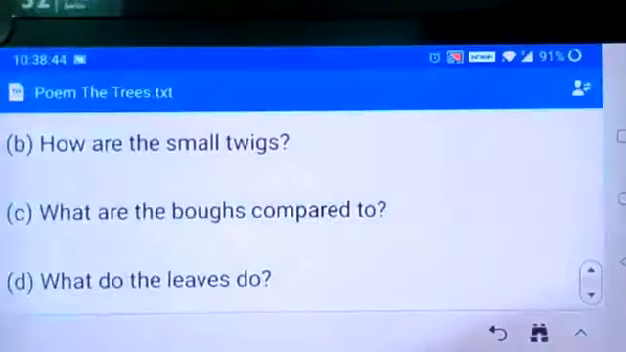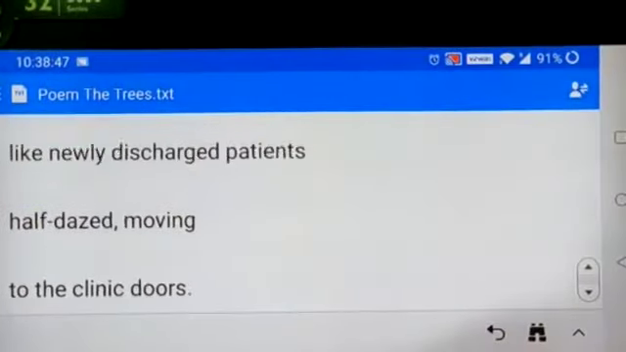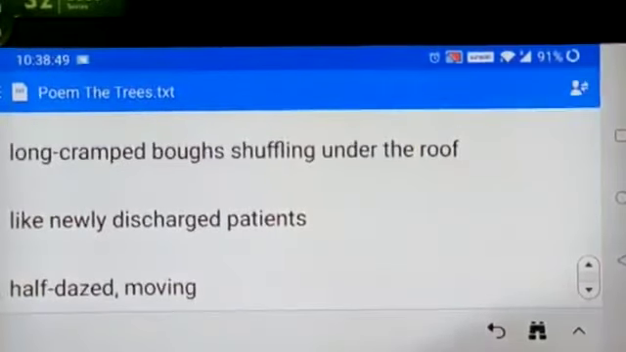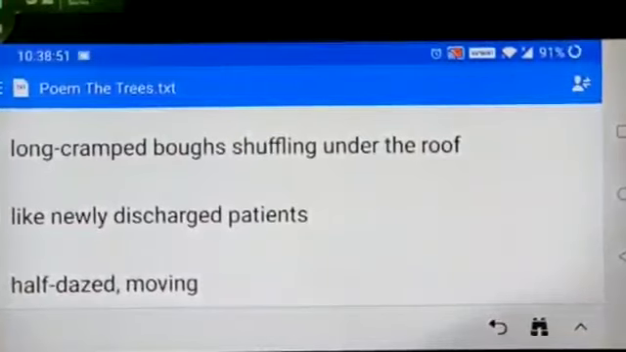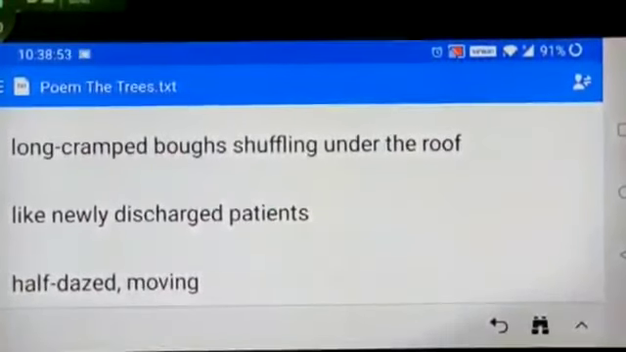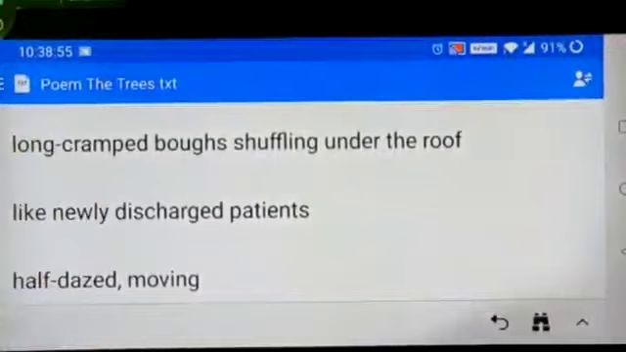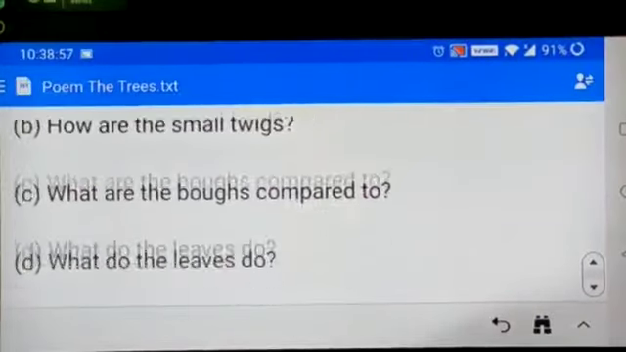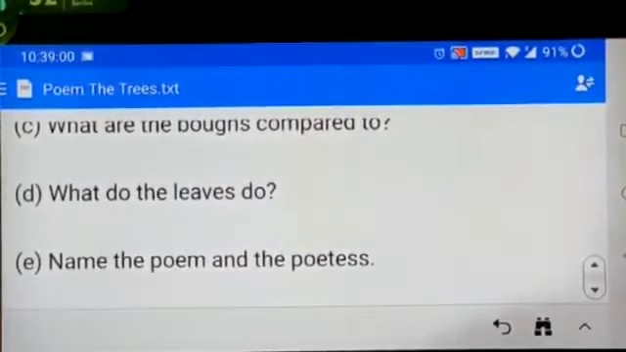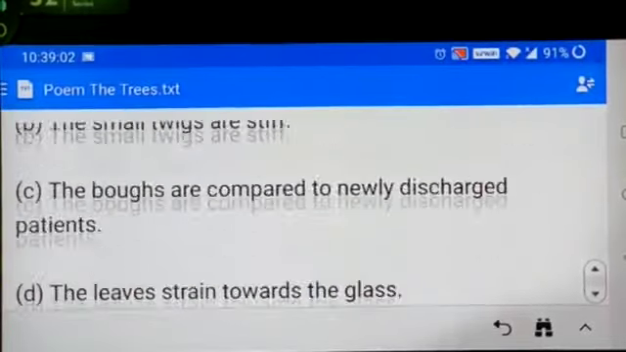Okay. Next, what are the boughs compared to? They are compared to the newly discharged patients that are half dazed and are trying to move out of the hospital doors. This question has been asked there also. Then, name the poem and the poetess. You can do that.